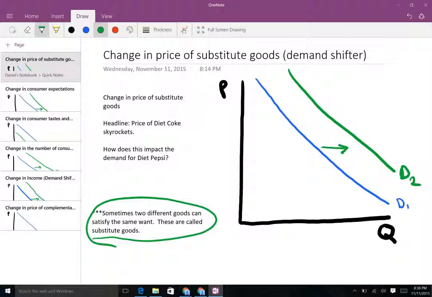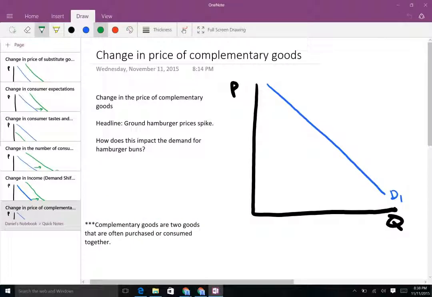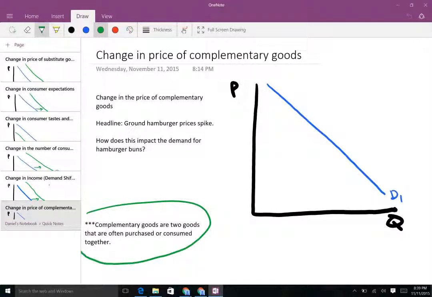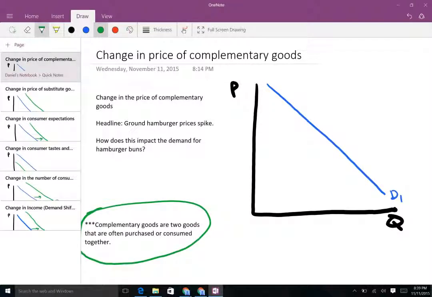All right, our final shifter is a change in the price of complementary goods. Complementary goods are 2 goods that are often purchased or consumed together. So examples, hamburger buns, peanut butter, jelly. So here's the headline. Ground hamburger prices spike. Hamburger gets more expensive.